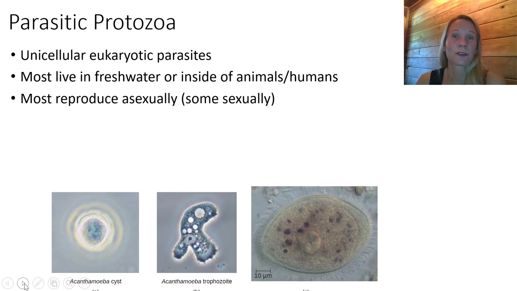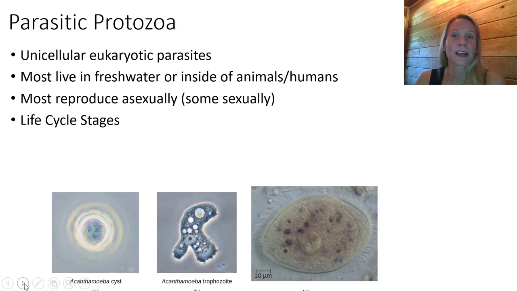Reproduction is asexual, although in some cases, sexual reproduction occurs. What that means is that unique gamete cells that are male or female can combine to form a genetically unique offspring.